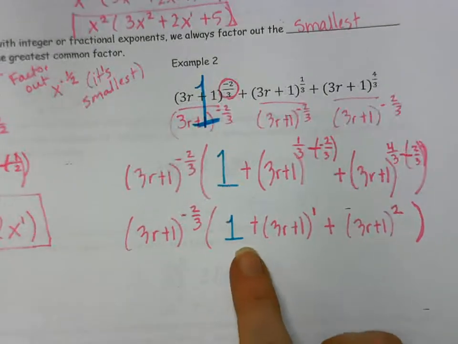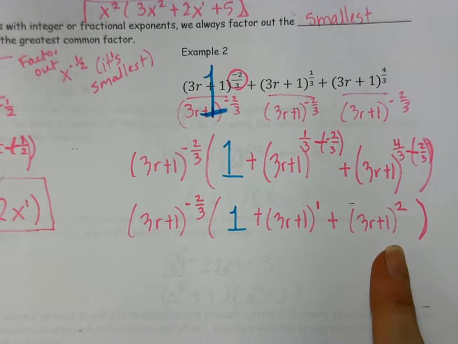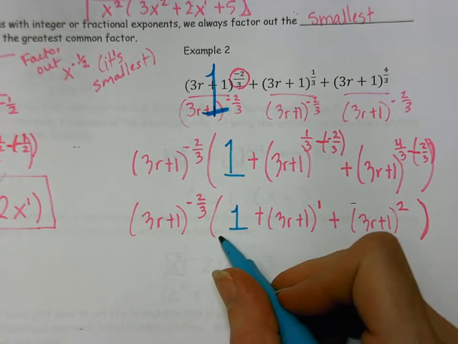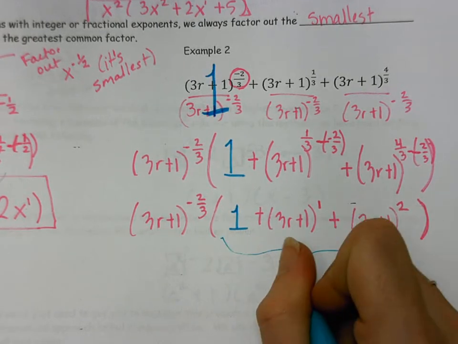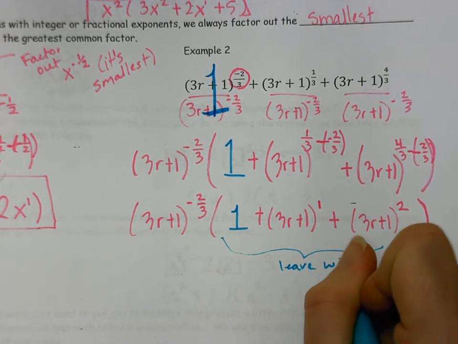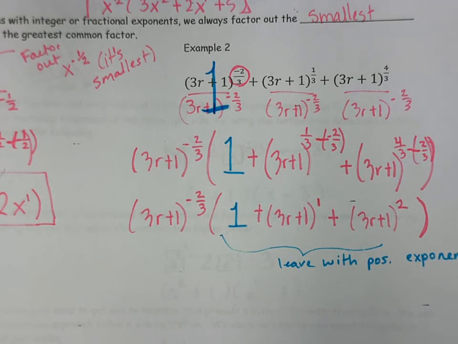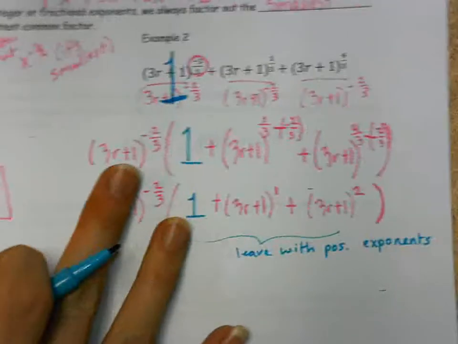Now, always leave the inside factor with positive exponents. So that's how you know you've done that right. If you end up with positive exponents, then you know you've factored out the smallest factor. We're not done though, so don't just box it yet.